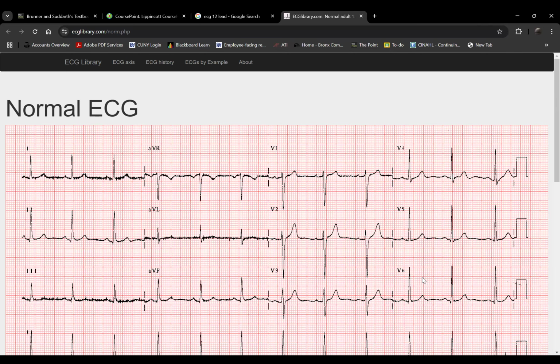Again, we are nurses. If you want to go into detailed electrophysiology, yes, you're welcome to. You can become a nurse practitioner, for instance, and then specialize in reading ECGs. All right.